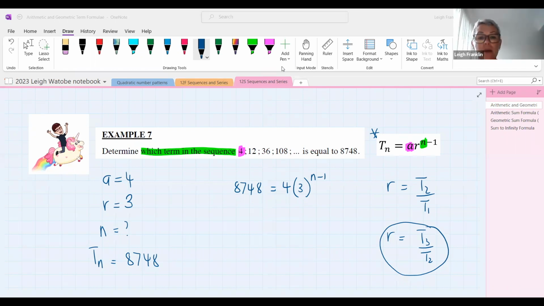Okay, Rama, what's the next step now? After I've made 4 times 3 to the n minus 1 equal to 8748, what do I need to do to both sides now? Can everyone mute, please? There's a lot of extra noise coming in. Thank you. Rama, what must I do on both sides now? That's it. So see how you've got the right idea. I'm going to divide by 4 on both sides.